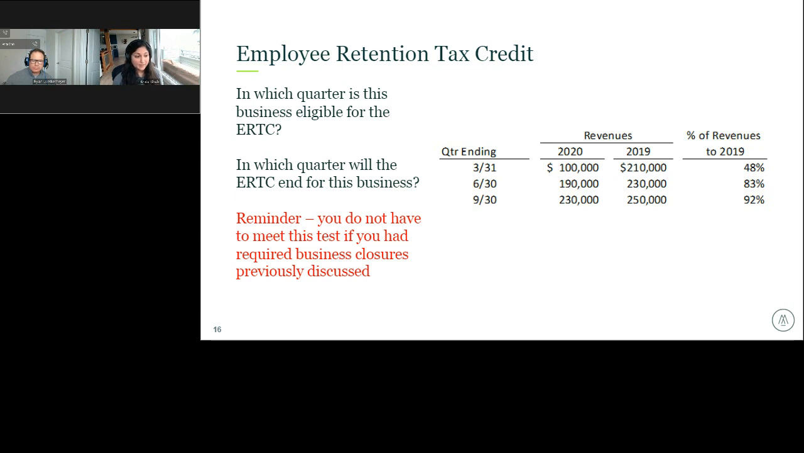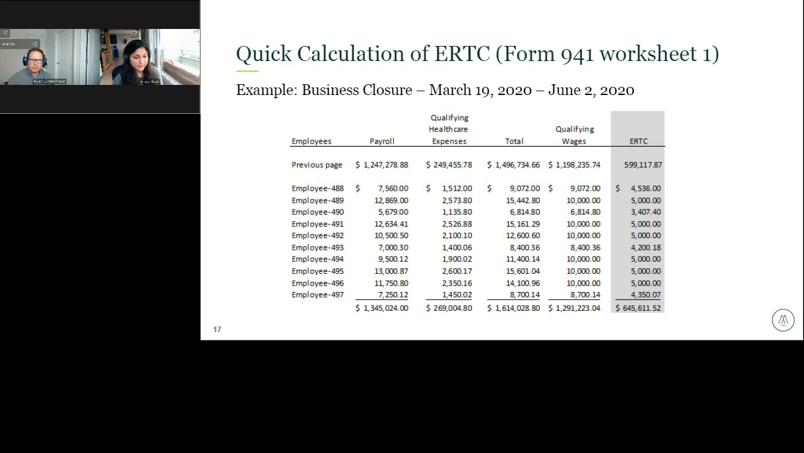So now that I've gone over the timing and eligibility on how to become eligible to receive this tax credit, here is an example of how to calculate your ERTC and how much you can claim. So the law says in 2020, from March 13th to December 31st, the credit is equal to 50% of your qualified wages paid to an employee, up to $10,000 per employee for the year. So 50% of $10,000 of wages, the maximum amount of credit that you can calculate is $5,000 in 2020. This is just an example for a business closure that occurred between March 19th, 2020 and June 2nd, 2020.